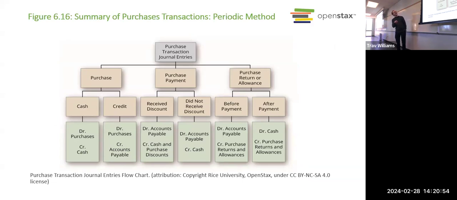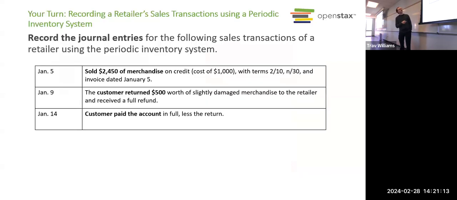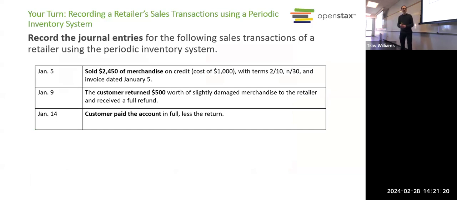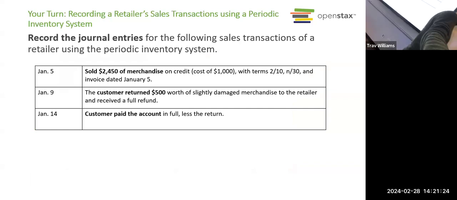So here we go. If you're doing periodic and you're doing a purchase related transaction, here's your chart. You look it up, either the original purchase, the payment later on, or a return or allowance, and it tells you what to debit, what to credit. Oh, we can practice. Okay, let's do that. Yeah, let's go ahead and do this one. We can do this one together, I think.